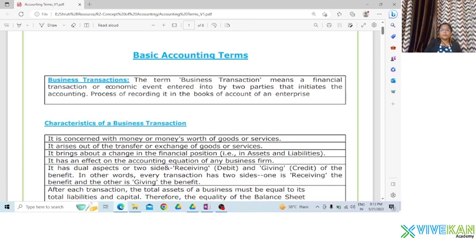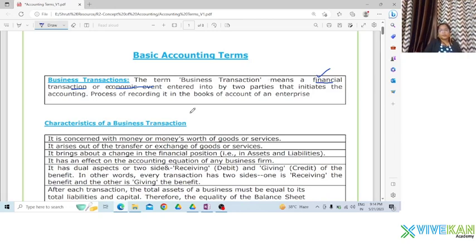As I've explained earlier also, a business transaction is any financial transaction. You have to be very mindful that we will record only those transactions in terms of money. So, very important, a business transaction is a financial transaction or any economic event entered into between two parties, which initiates accounting. When a transaction happens, only then will we be doing accounting, right?